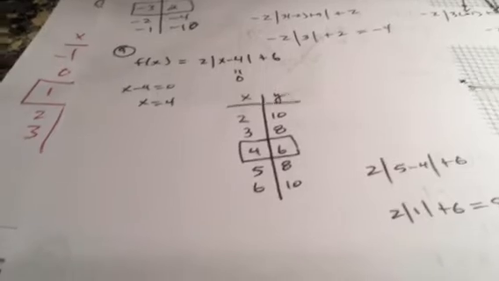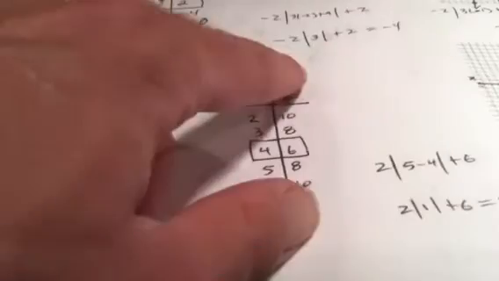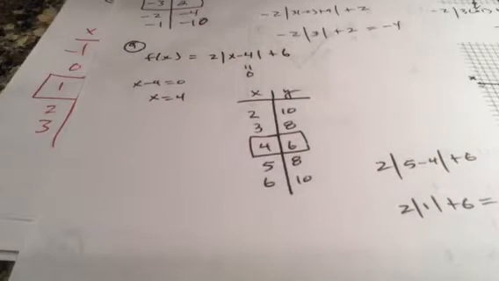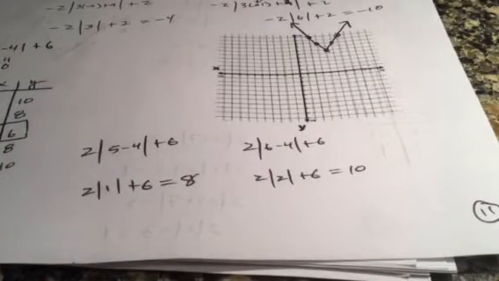All right, number 9 on page 11 here. Set x minus 4 equals 0. You get x is 4. The y value of the coordinate is 6. Go 1 to the left with 3, 1 to the right with 5, 2 to the left with 2, 2 to the right with 6. Let's plug 5 in. Absolute value of 1 times 2 plus 6 is 8. Plug 6 in. Absolute value of 6 minus 4, that's absolute value of 2. If you double that, you get 4 plus 6 is 10.